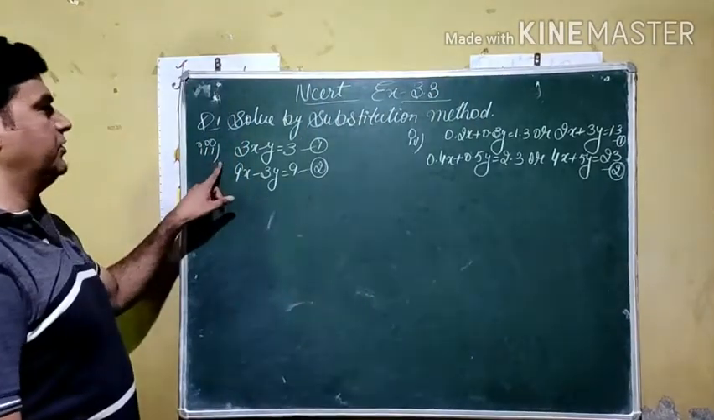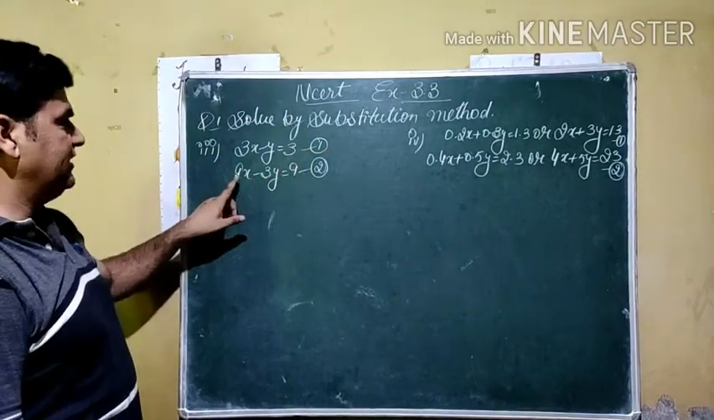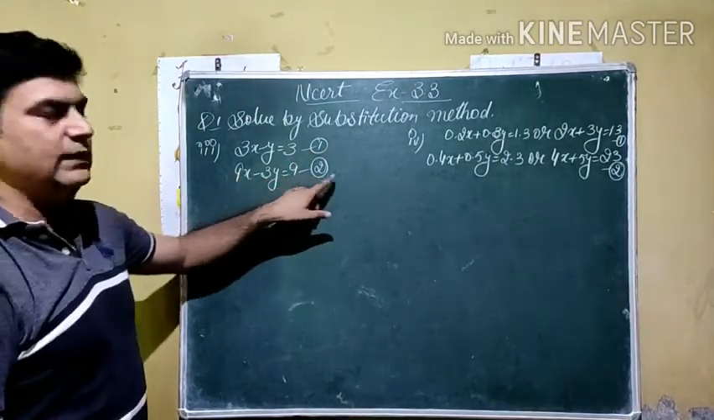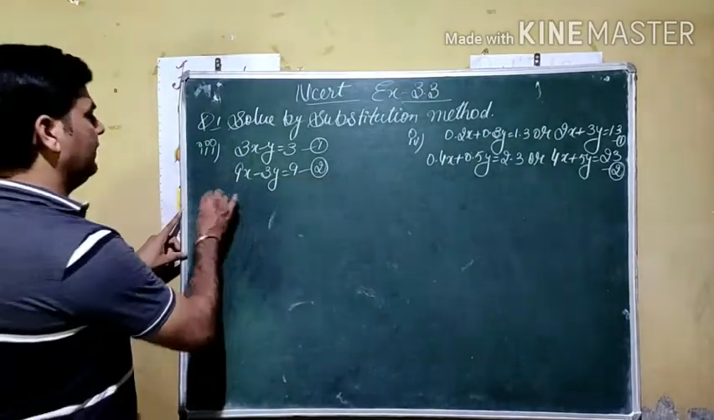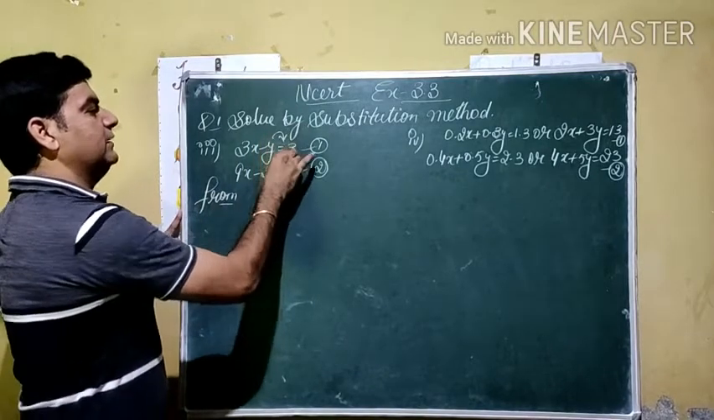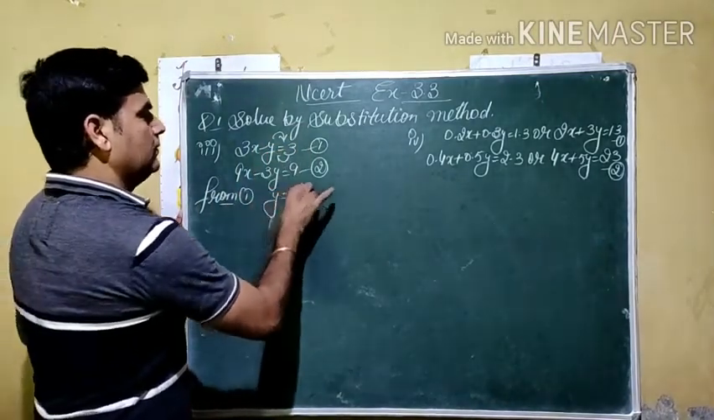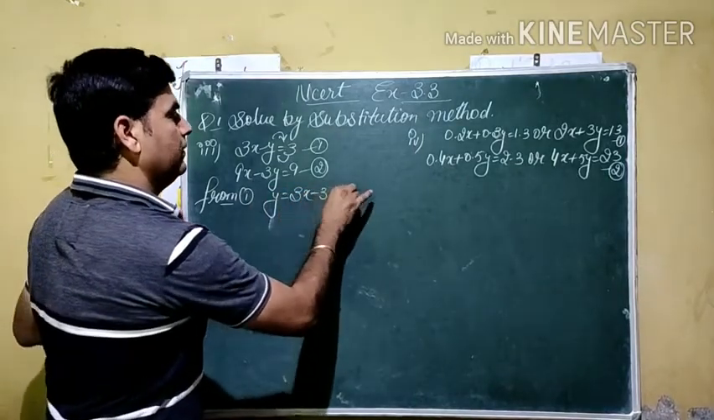Continue with the next part, part number 3. 3x minus y is equal to 3, first equation, and the second is given by 9x minus 3y is equal to 9, second equation. From 1 we get the value of y, which is easier to get by shifting y to the other side and 3 to the left hand side. The value of y from here becomes 3x minus 3, result number 3.